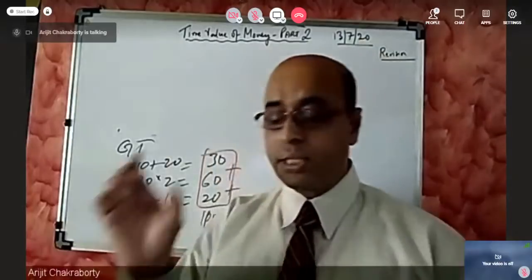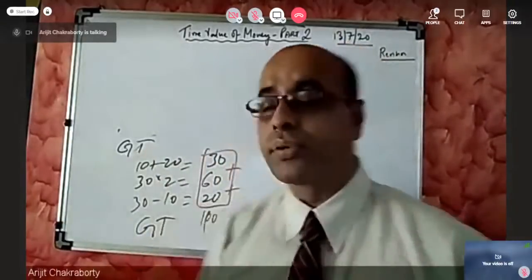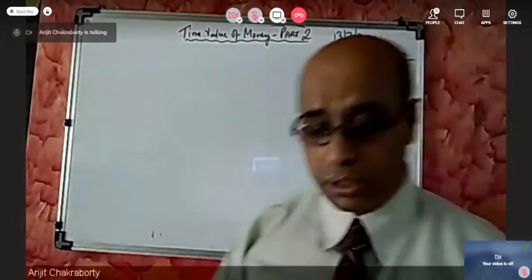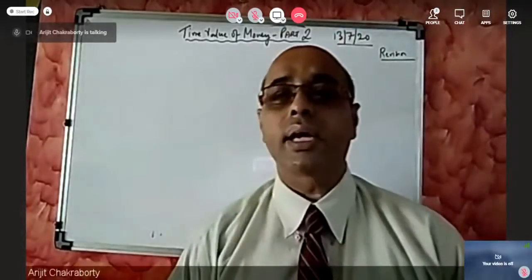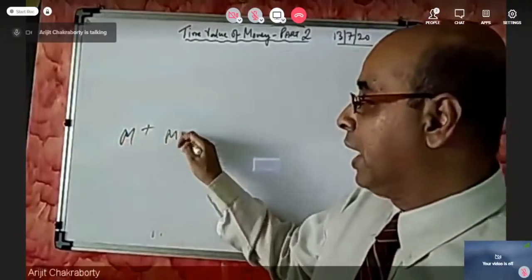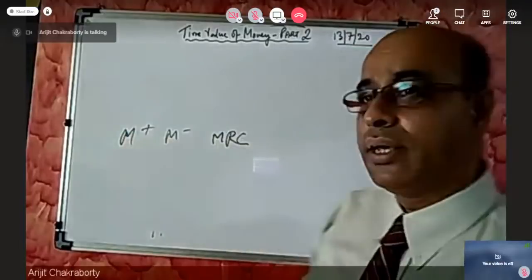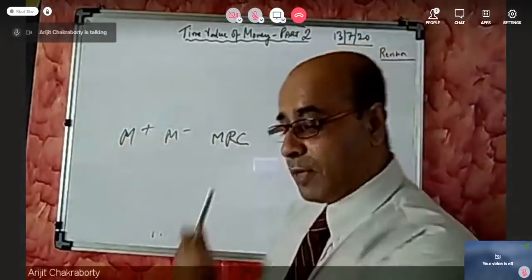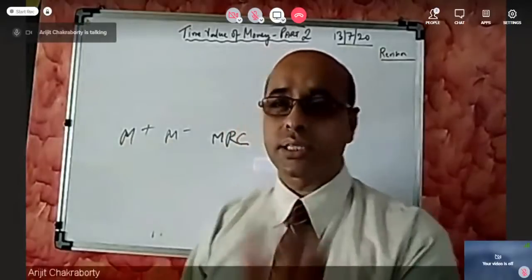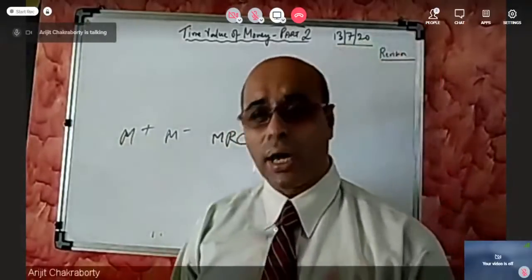The third one is using memory operations. Now, if you look at the calculator which we are using, you will find there are 3 buttons. You have the M plus button, you have the M minus button, and you have something called MRC. Now, MRC is basically for the memory recall. The short form of recall is RC. So, memory recall is RC.